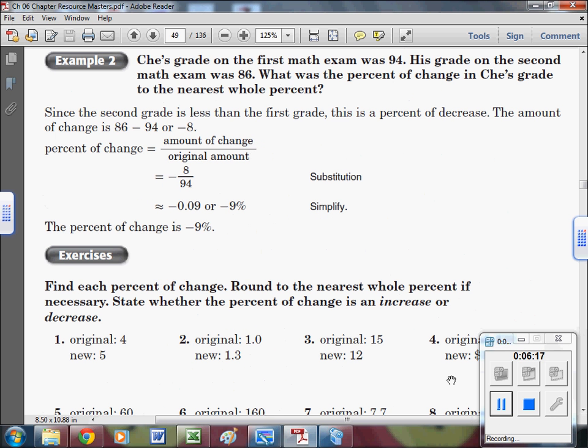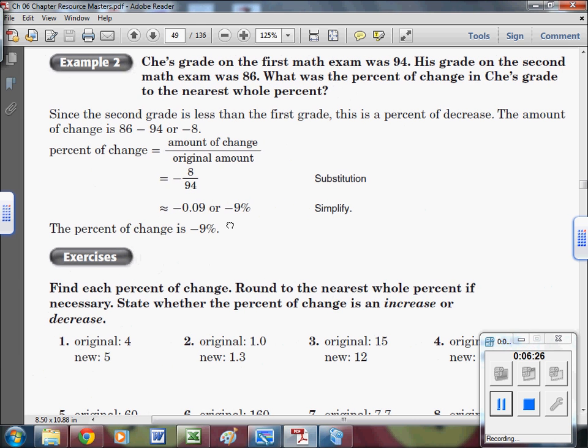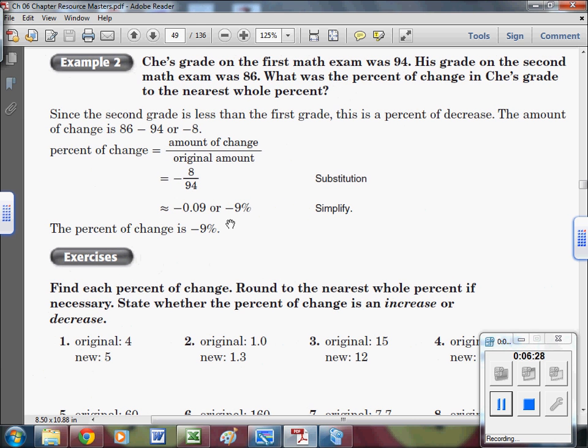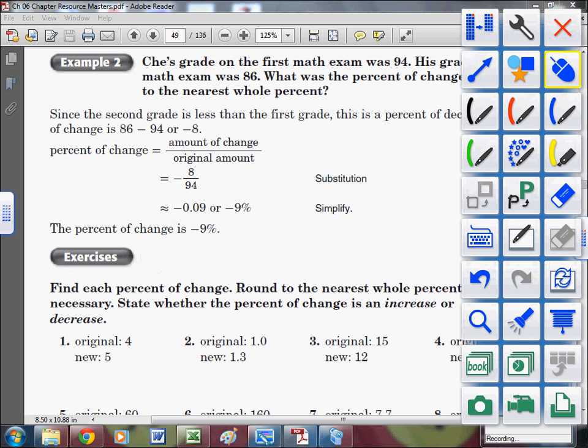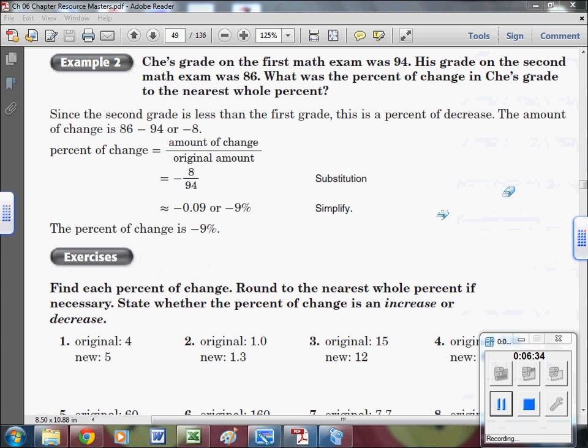All right, if you take a look at example 2 at the top, it says, wow, I do not know what that name says. Che or Shay? We'll call it Shay. So anyways, Shay's grade on the first math exam was a 94. His grade on the second math exam was an 86. I think you may have already noticed that he went down. Anyways, what was the percent of change in Shay's grade to the nearest whole percent?